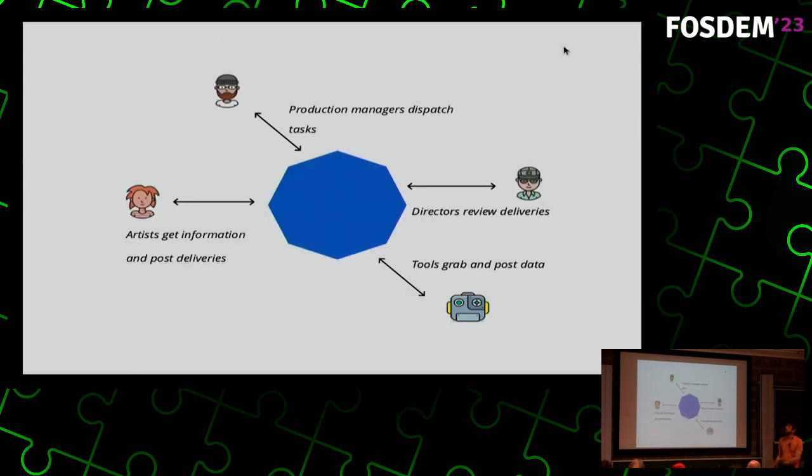So basically, what a production tracker allows, in a very simplified version, is that production managers dispatch tasks, artists do the work, directors review deliveries and send feedback to artists, and they iterate together. And tools grab and post new data into it.